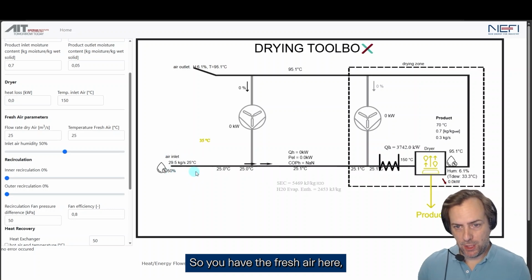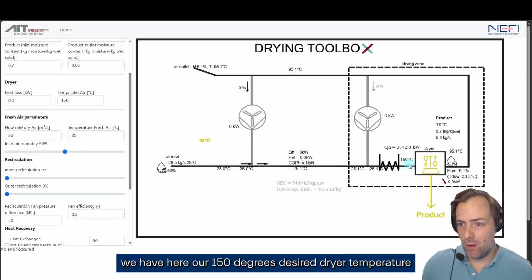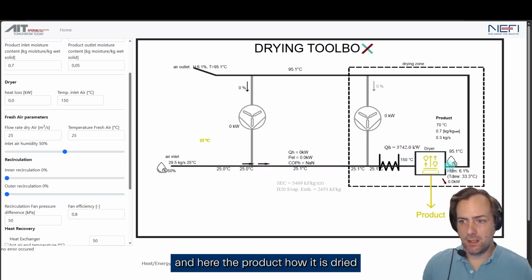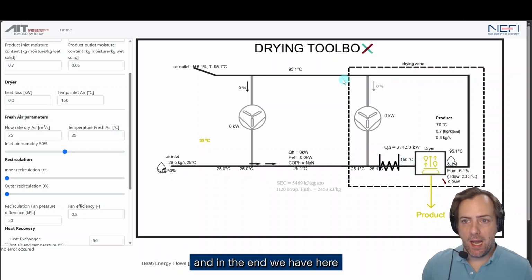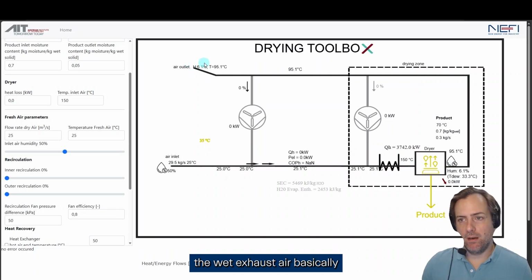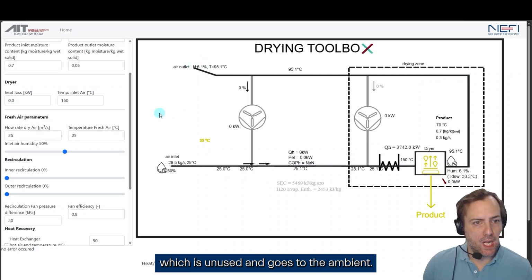So you have the fresh air here. We have here our 150 degrees desired dryer temperature. And here the product, how it is dried. And in the end, we have here the wet exhaust air, basically, which is unused and goes to the ambient.